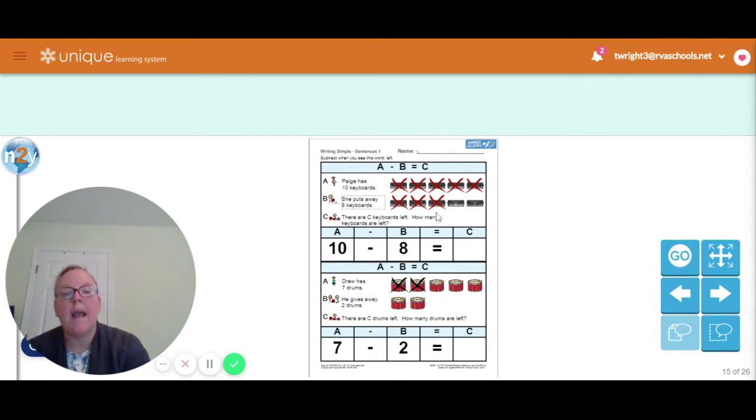She puts away 8 of them. So she crossed off 8. 1, 2, 3, 4, 5, 6, 7, 8. Okay? So that means how many are left? How many don't have a red X on them? Let's count them. 1, 2. Okay? So 10, which is all of them.